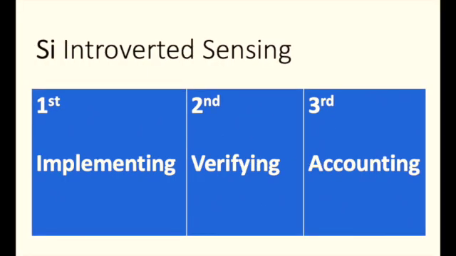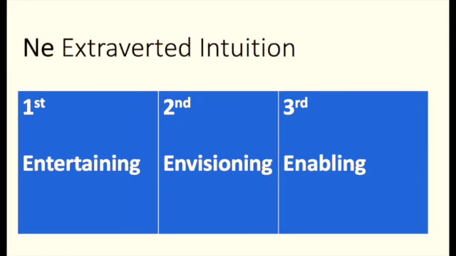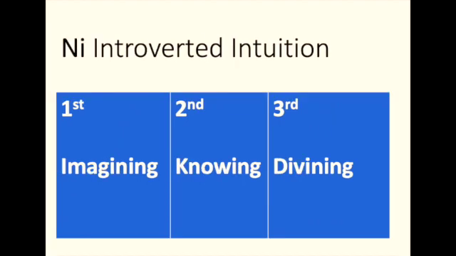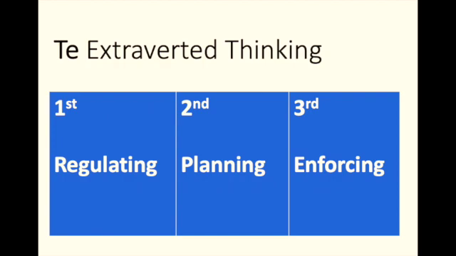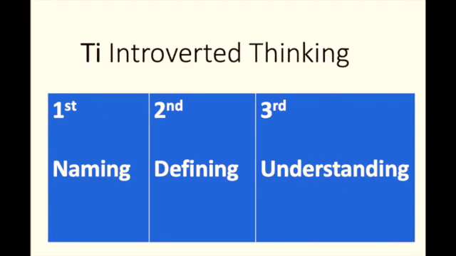Introverted sensing is first implementing, then verifying, and then accounting. Extroverted intuition is entertaining, like entertaining an idea, then envisioning, and finally enabling. Introverted intuition is first imagining, then knowing, and finally divining. Extroverted thinking is first regulating, then planning, and finally enforcing. Introverted thinking is naming, defining, and then understanding.